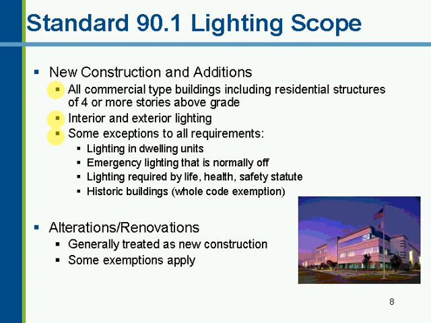A second exception is emergency lighting that's normally off. A typical example would be the battery pack lighting on the wall that's wired such that when power goes out to the building, that battery pack comes on. A third exception, lighting required by a life, health, or safety statute, and that's exactly what it means. If there is a statute written into state or local legislation that requires lighting for a specific application, that could be exempted.